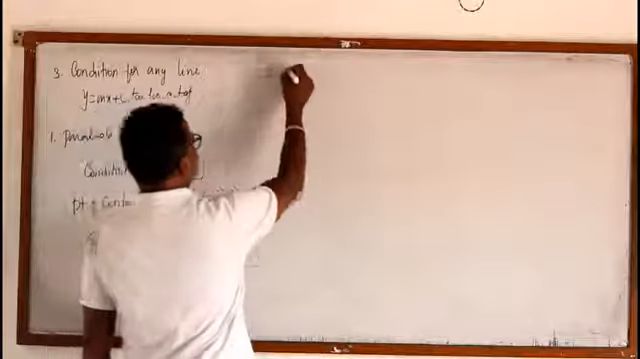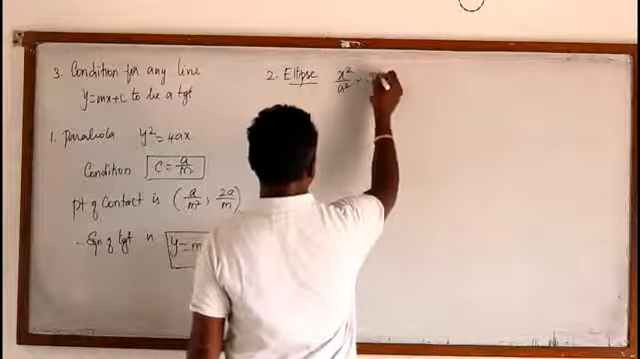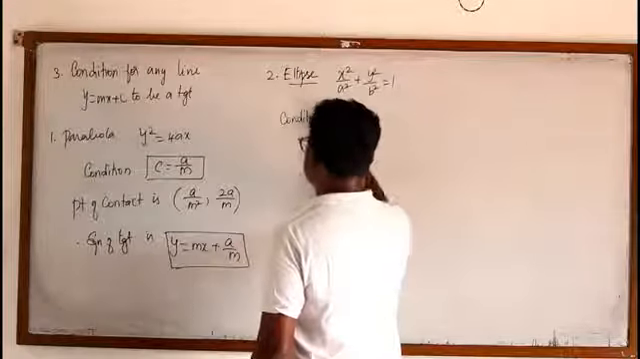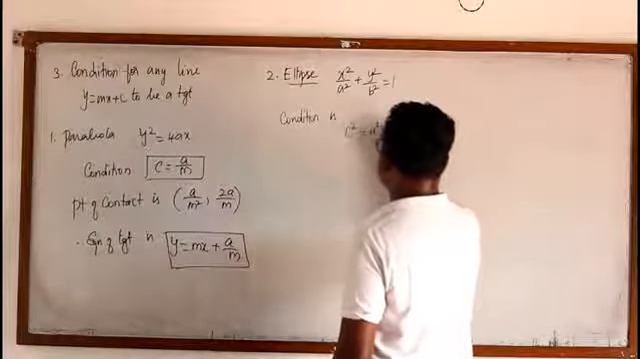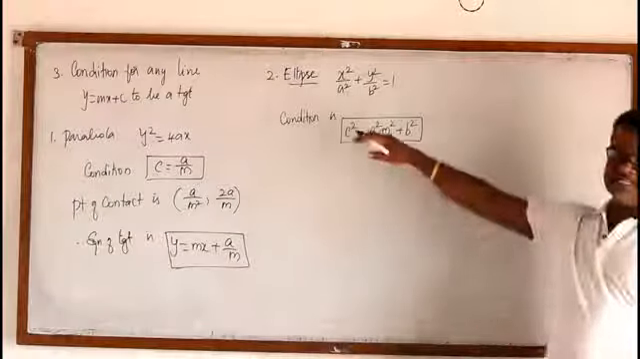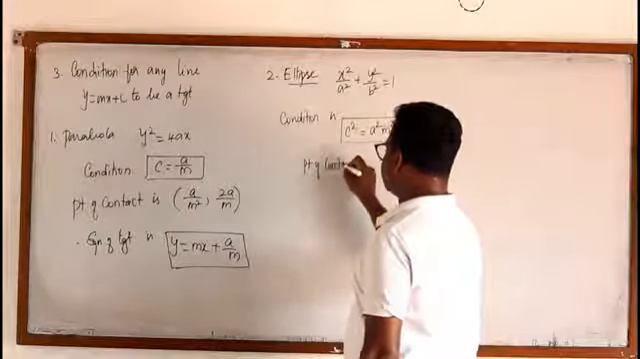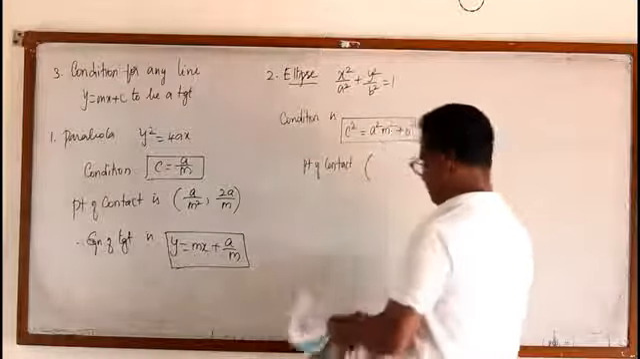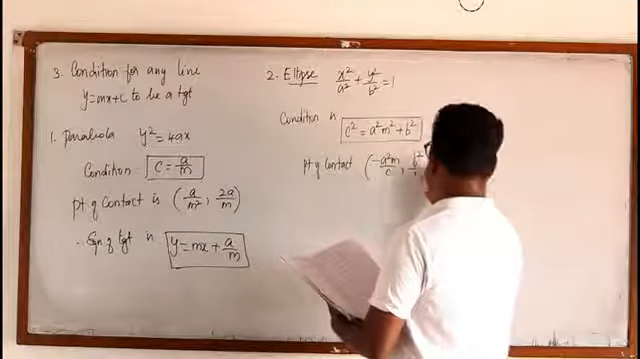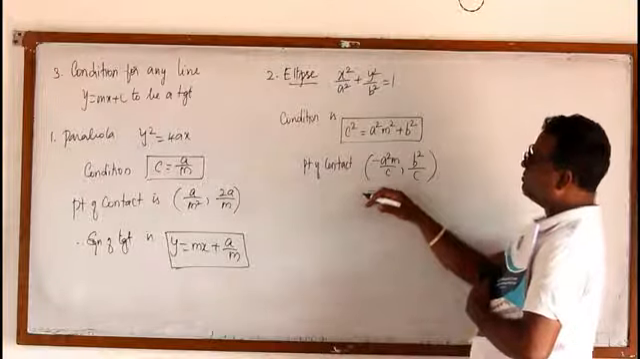Similarly, for the ellipse x square by a square plus y square by b square equal to 1, the condition is c square equal to a square m square plus b square. Then c must satisfy this condition. The point of contact is minus a square m by c comma b square by c. At this point the line will touch the ellipse.